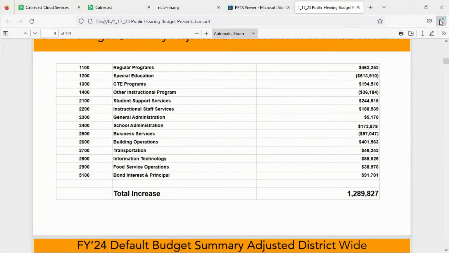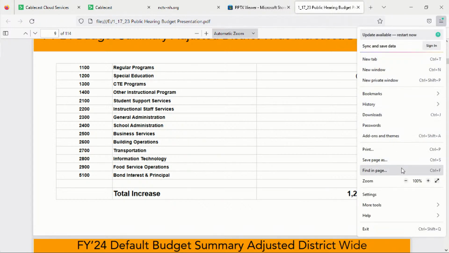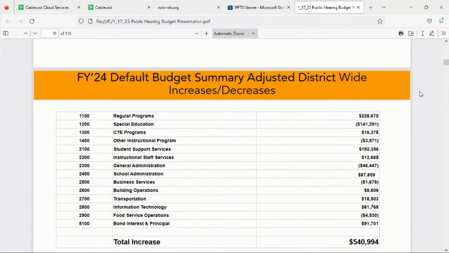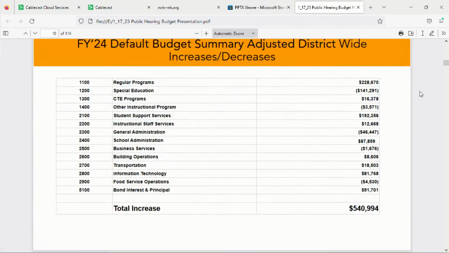The next slide is the default budget. This is the other MS-26 with the default initials after it. Regular programs is up 228,670. Special ed is down 141,291. CTE programs is 16,378. Other instructional programs is down 3,571. Student support services is up 192,356. Instructional staff services would be up 12,668.